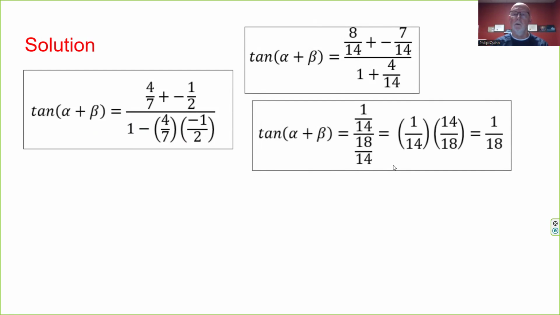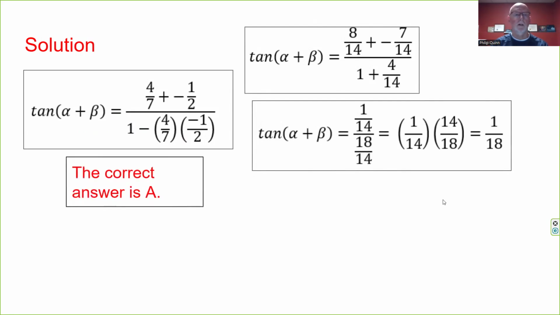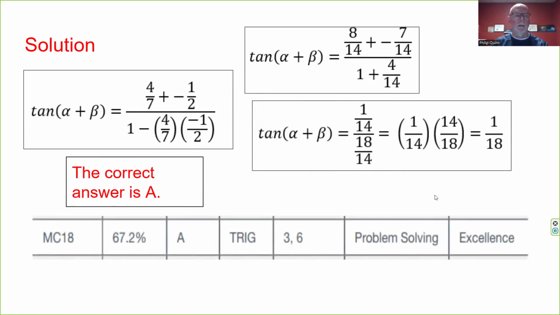Now we're dividing. We multiply by the reciprocal of the divisor. 1/14 times 14/18, and we get 1/18. The correct answer is A. 67.2% got this one correct. Problem solving, standard of excellence, incorporating a couple of different outcomes, 3 and 6.